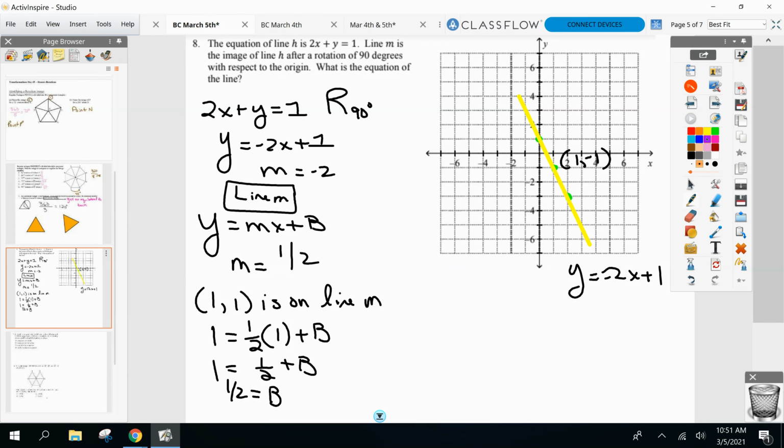So finishing this up right now, line M. Y equals 1/2 x plus 1/2. Do you want to give it a check? I put it into Y1 and Y2, see if they are actually perpendicular. One is 90 degrees of the other.